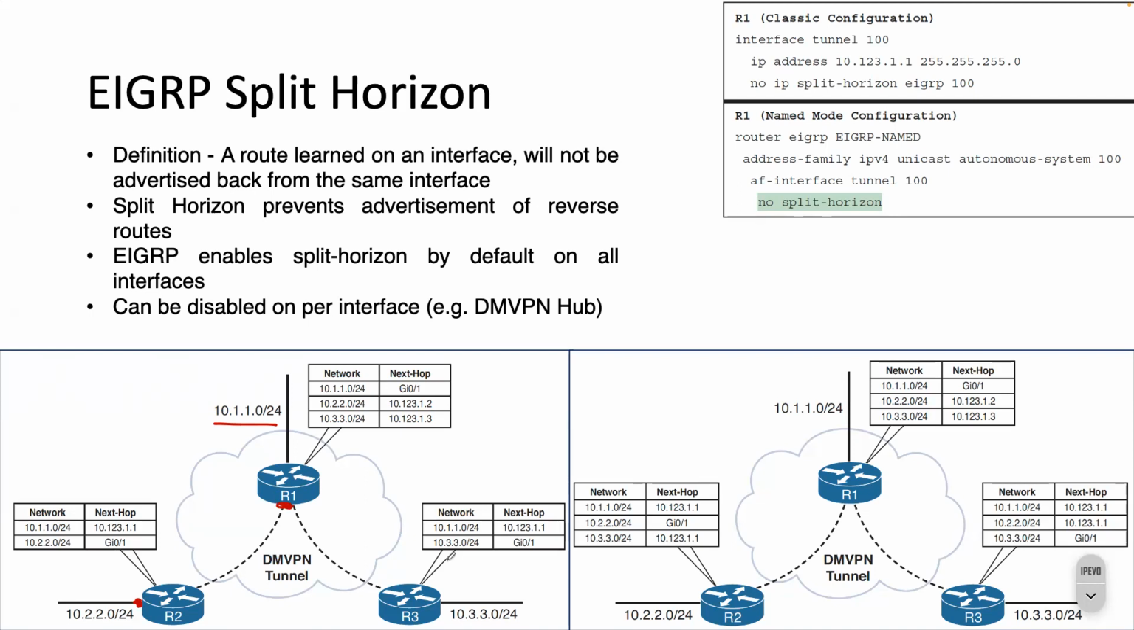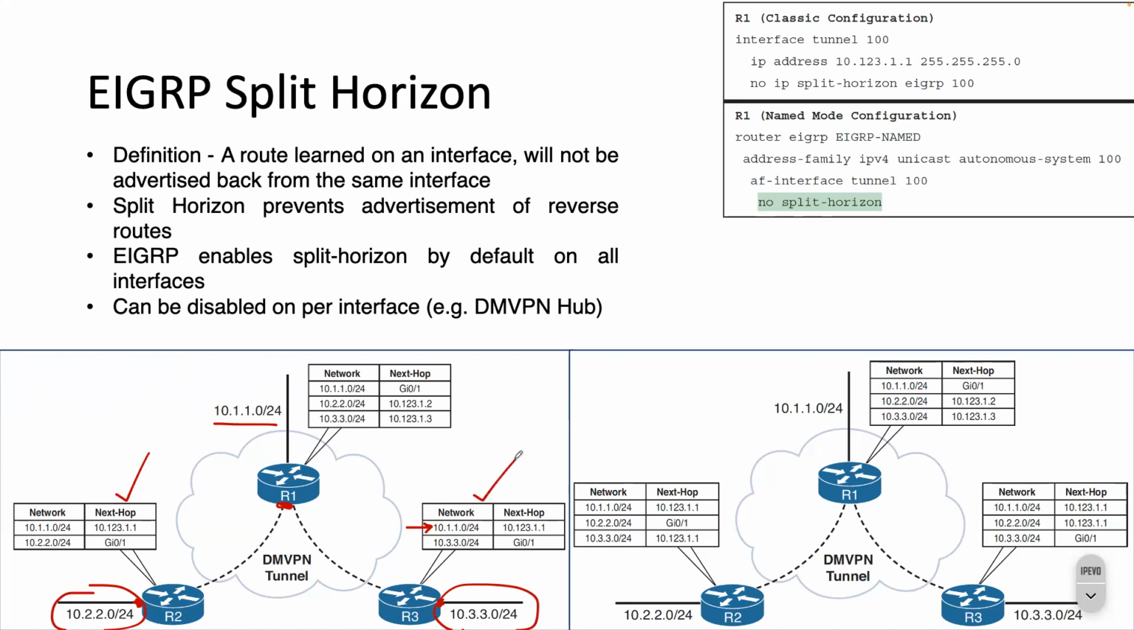Similarly, on R3 also, the route lying behind R1 has next hop 10.123.1.1 via Gig 0/1. This is my local interface, 10.330/24. However, at R1, I have both these local subnets, 10.220 and 10.330, but these are not being advertised. I mean, the R3 subnet is not found in the R2 routing table. Same way, the R2 local subnet 10.220 is not part of the R3 routing table.